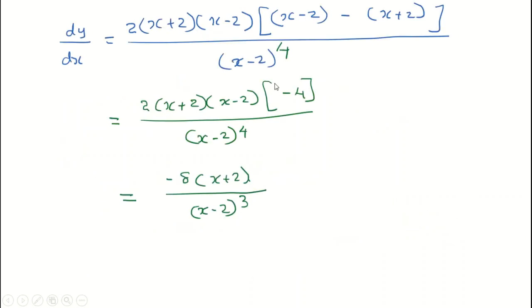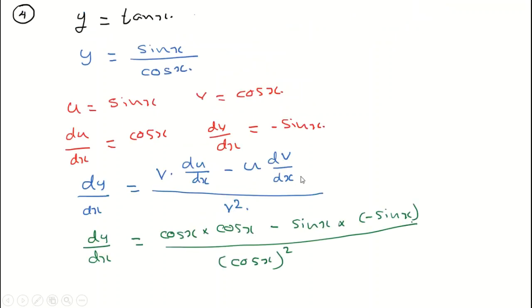Then this will be to the power 4. 2(x plus 2)(x minus 2) is common, then do this, then you get minus 4 to the minus 8, (x minus 2) goes off, then to the power 3. This simplification I think you can understand. This into this is minus 8, this and this goes off, x plus 2.